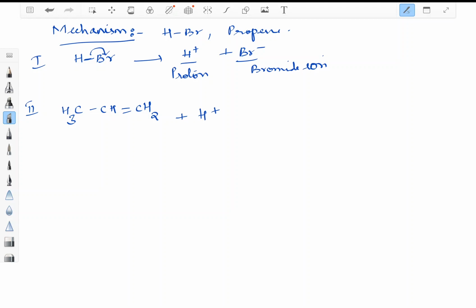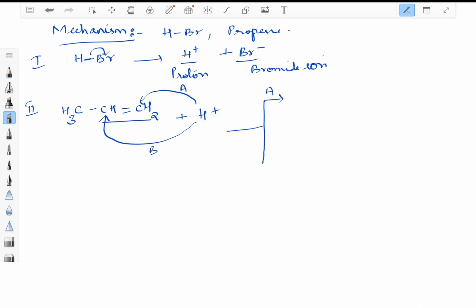Now we are going to concentrate on these two carbons because the double bond is between these two. So proton can either attack this carbon here, or it can attack this carbon here. If it is going to attack this one, I'm going to mark it as A, and if it is going to attack the other, I'll mark it as B. So two options we're going to consider here.